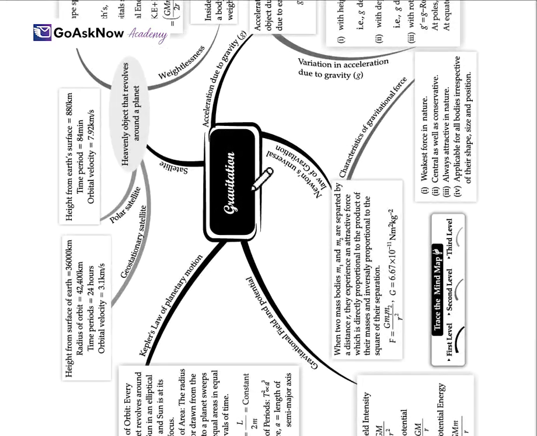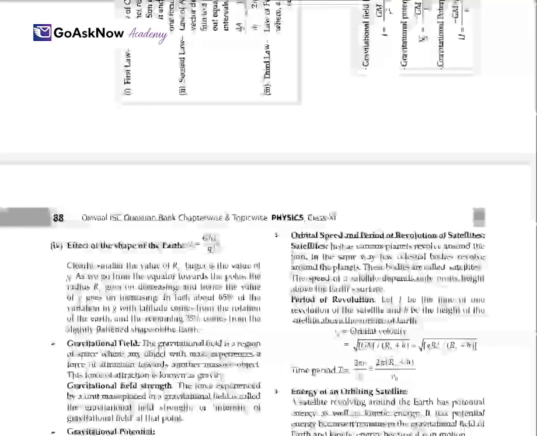Now, this is the page representing the topics which we are going to cover under gravitation: acceleration due to gravity, variation of acceleration due to gravity, characteristics of gravitational force, then weightlessness, Kepler's laws, planetary motion, geostationary satellite, and the gravitational field and potential. These are all the major topics we are going to cover in this chapter.